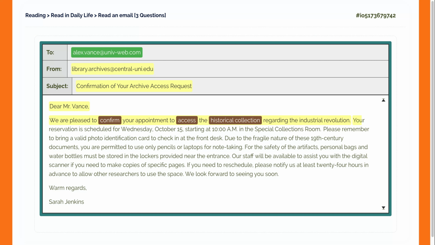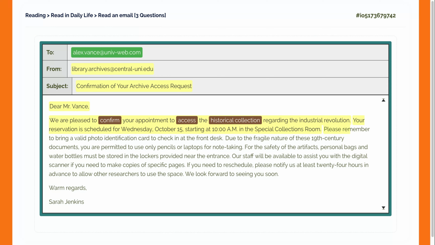Your reservation is scheduled for Wednesday, October 15th, starting at 10 a.m. in the Special Collections Room. Now we get the logistics. The reservation is set for a specific date and time, which is Wednesday, October 15th, starting at 10 a.m. It also tells us the location, the Special Collections Room. When you see specific times and places in an email, pay attention. These are classic details that the test might ask you about.